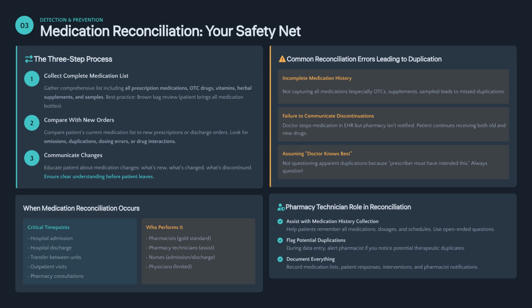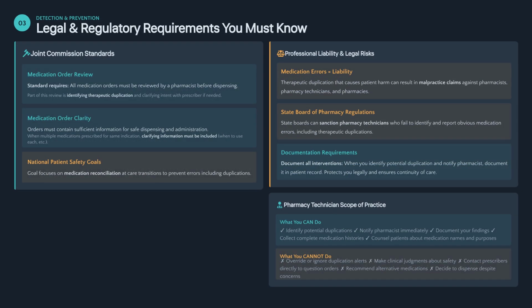Medication reconciliation is a 3-step safety net. Collect a complete list, compare it with new orders, and communicate changes. Technicians assist in history collection and must flag potential duplicates. Regulatory standards require pharmacist review of all orders to detect duplications. Your scope allows you to identify and notify the pharmacist, but never make clinical judgments or dispense, despite concerns.